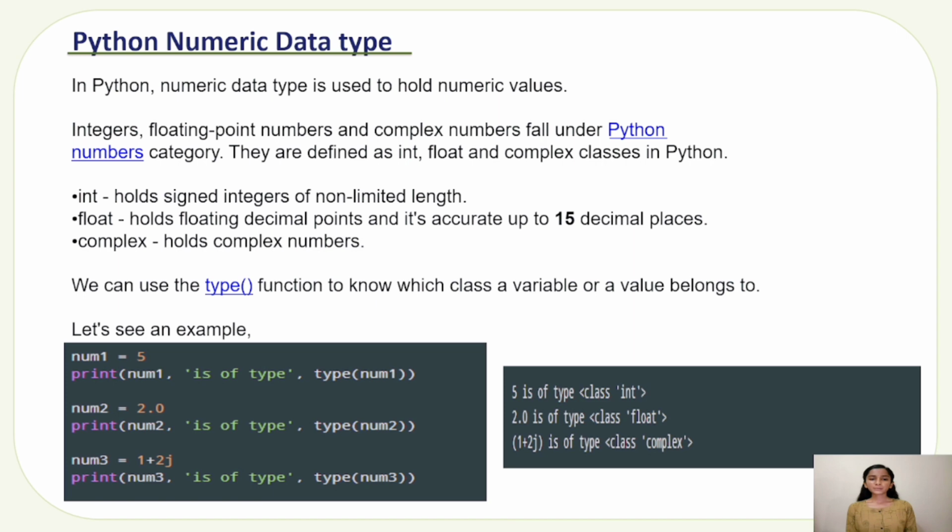Complex holds complex numbers. We can use the type() function to know which class a variable or a value belongs to. Let's see an example. We have created three variables named num1, num2, num3 and assigned the values 5, 2.0 and 1+2j respectively. We have also used the type() function to know which class a certain variable belongs to. Since 5 is an integer value, type() returns int as the class of num1, that is class int, and 2.0 as class float and 1+2j as class complex.